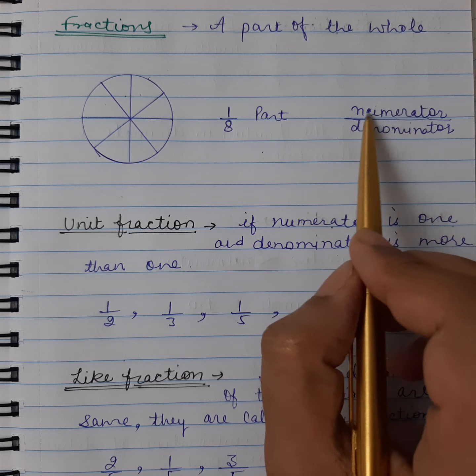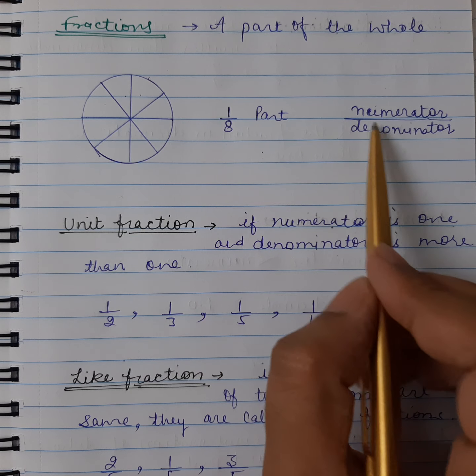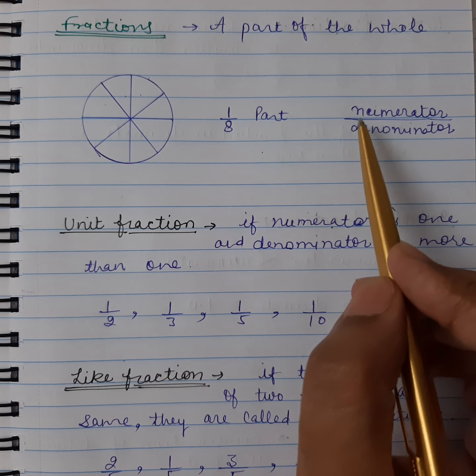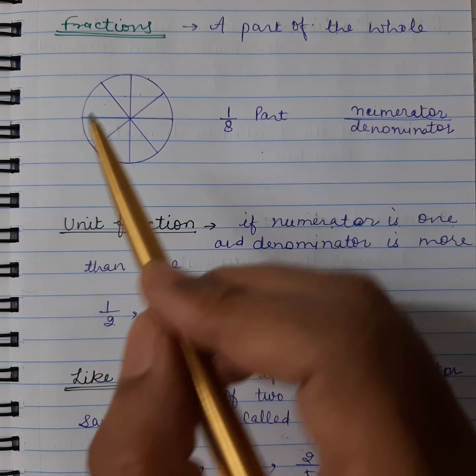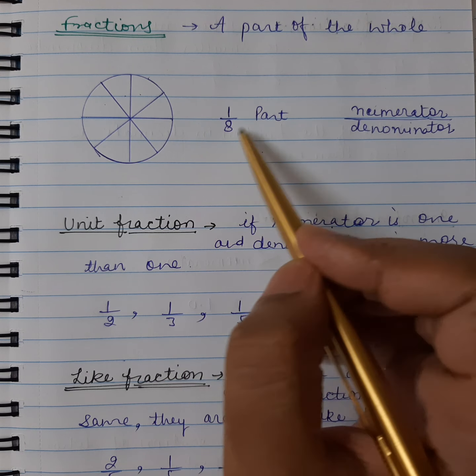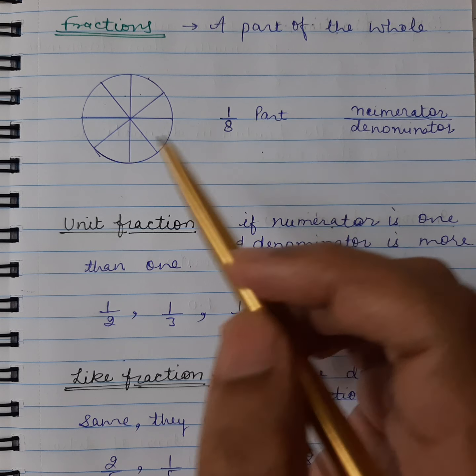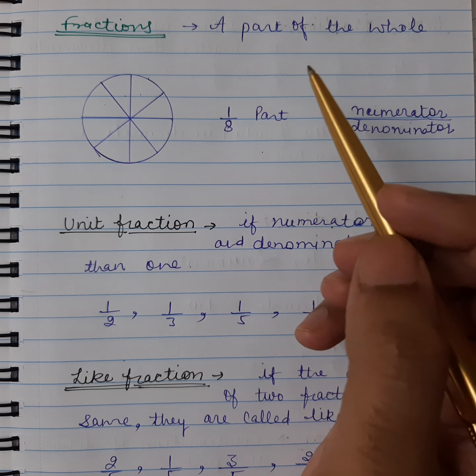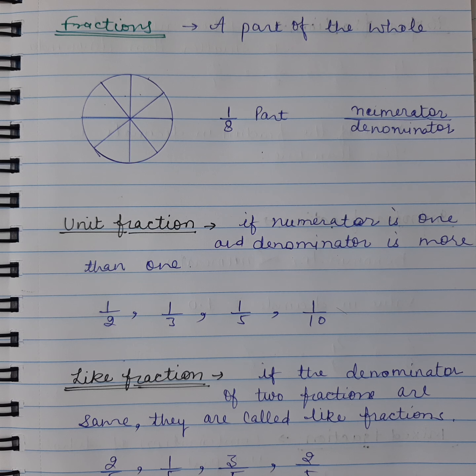So we have the numerator above the line and the denominator below the line. Similarly, if we divide any pizza or any other thing into equal parts, we get a fraction. A fraction is a number which is less than 1. So let's understand different concepts in fractions.